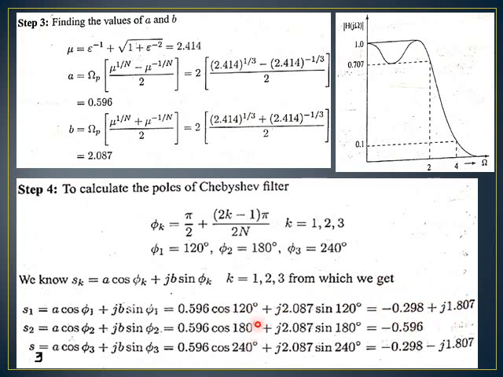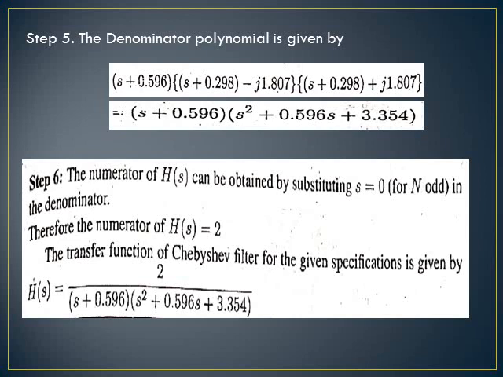So here you can observe that in the denominator we will be having S minus S1 into S minus S2 into S minus S3. Right. In step 5, we will be calculating the denominator polynomial, which is given by S plus 0.596 into S plus 0.298 minus j 1.803 into S plus 0.298 plus j 1.803. So this part is given by a minus b. This is a, this is b. Again, this is a, this is b. So a minus b into a plus b, we get this answer. So this is your denominator now.